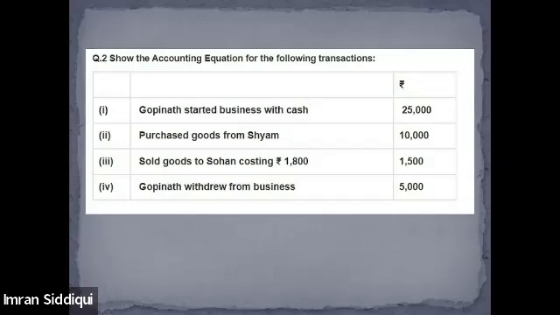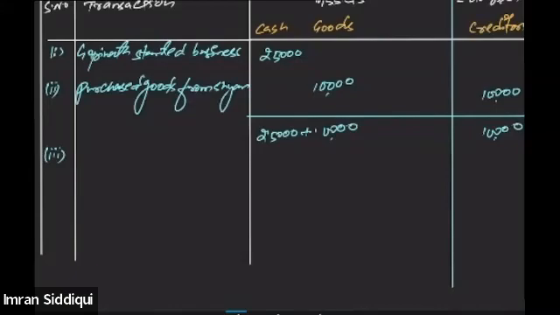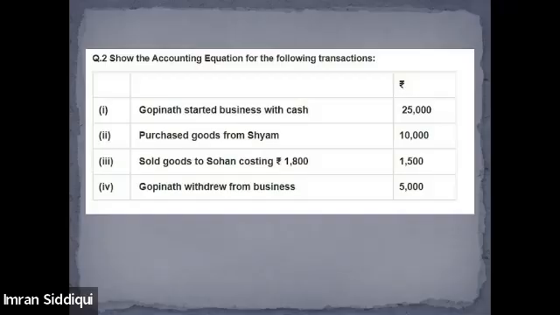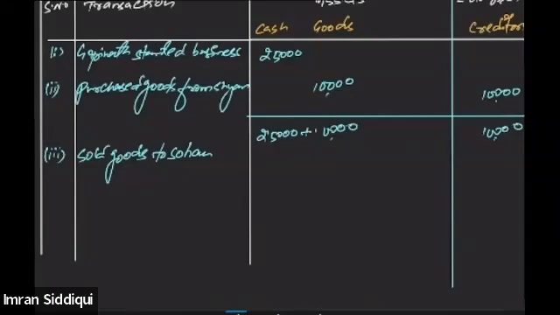Sold goods to Sohan for rupees 1,500, costing 1,800. Now tell me the impact of this particular transaction. It will reduce the amount of goods by what amount? Tell me quickly. 1,800 or 1,500? Tell me, everyone. 1,800. Right? That is correct.